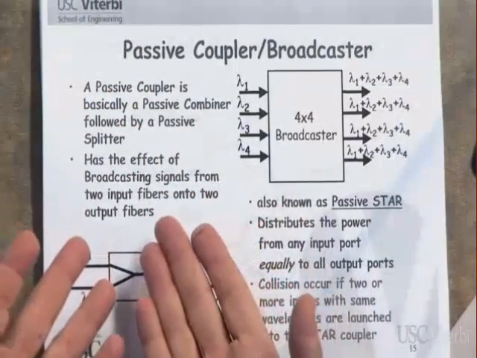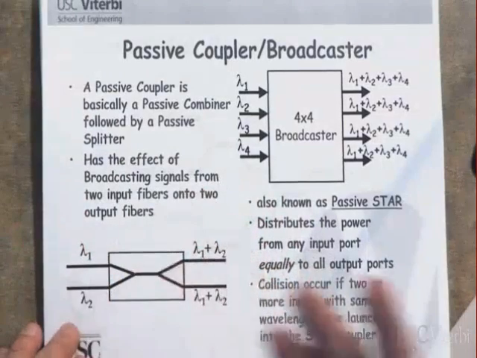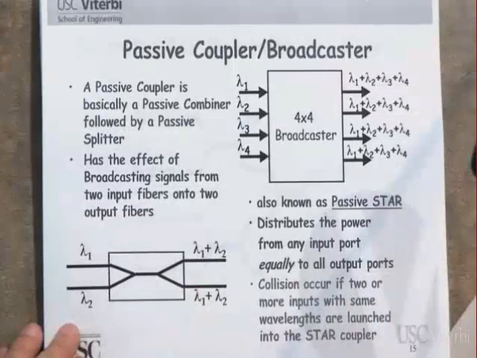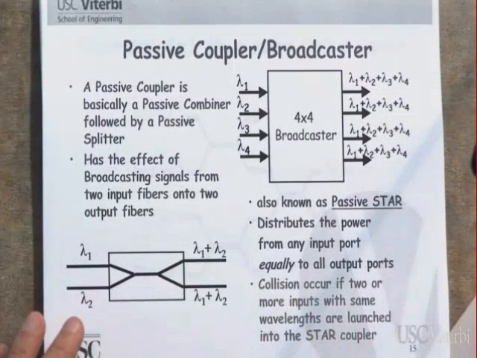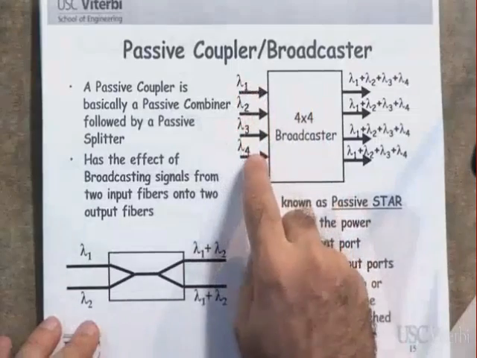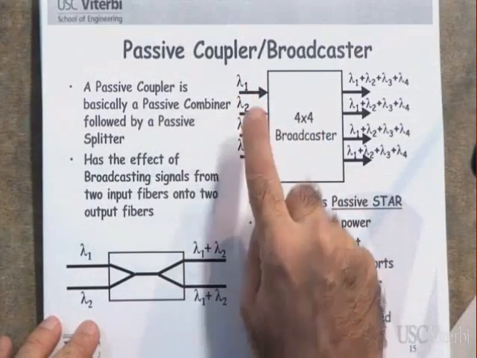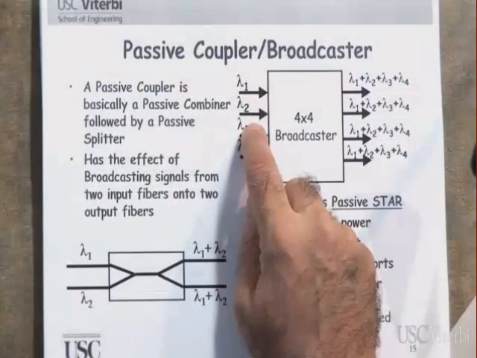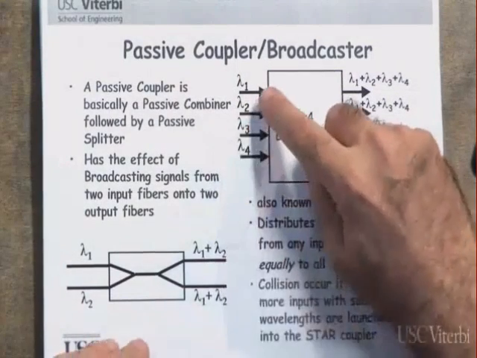That's the same thing in here. Remember, a lambda is a frequency. Lambda is equal to what? C over F. So when we say the same wavelength, what does it mean? It's the same frequency. Did you get this or not? All of these wavelengths are different. If they are the same, there will be a collision. Clear?